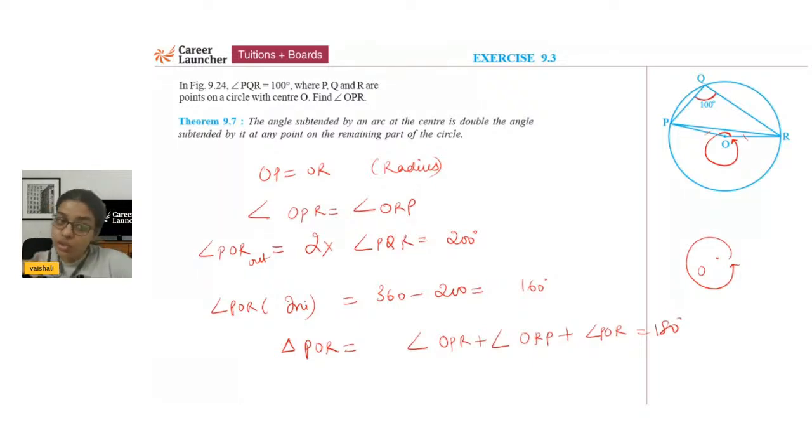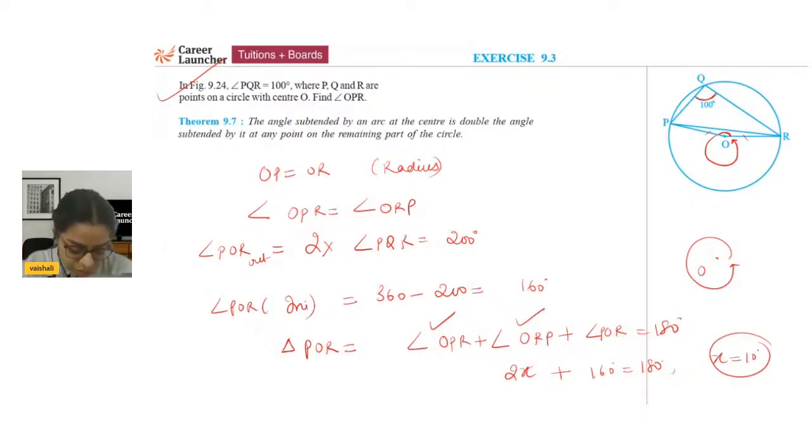So it means two of them are already equal. Which are they? OPR and ORP. So it means twice of x. For instance, I have to find x, and this is plus. How much is my POR? It is 160 degrees. So in short, I am getting x as 10 degrees. So the angle OPR is equal to 10 degrees. I hope there is no doubt in this question as well. This is clear to all of you.